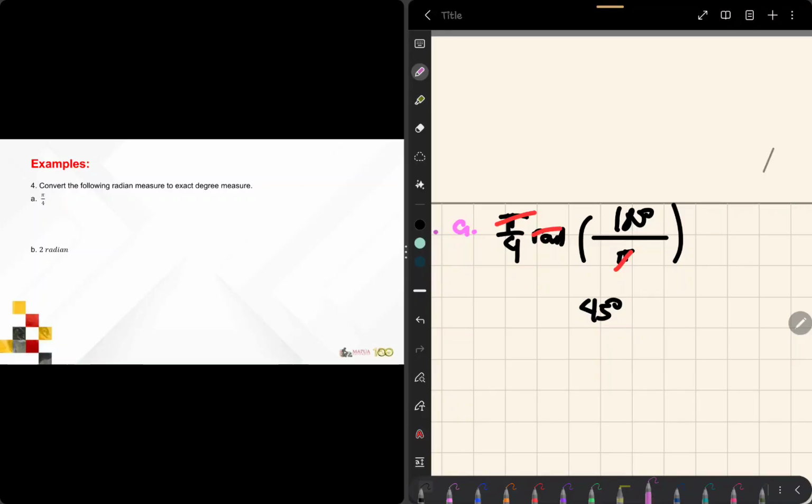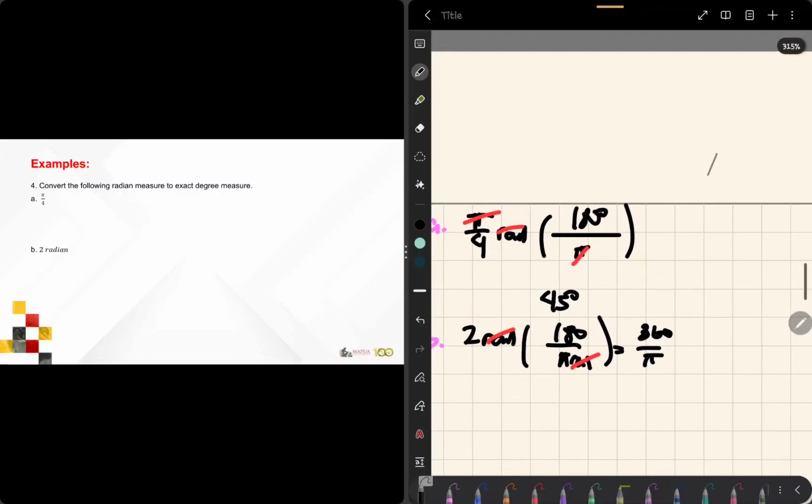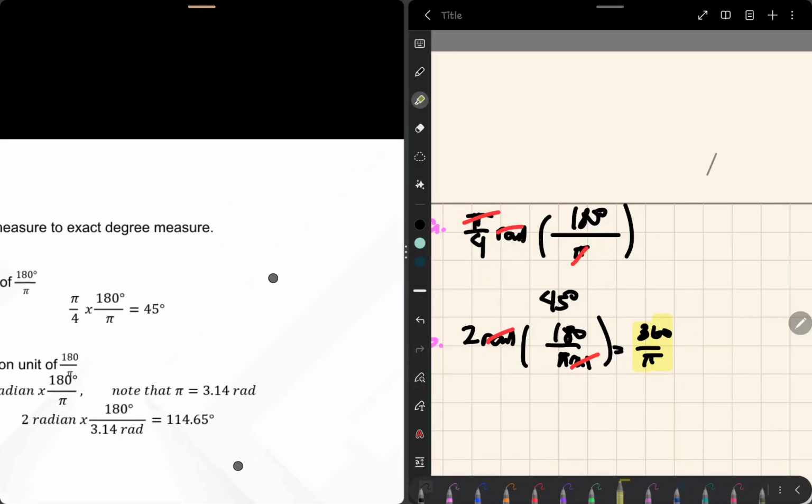Next, for letter B, 2 radians or simply 2 rad. So we have 180 all over pi radians. Here we will simply cancel out the radians, and we will get 360 over pi. So if you're not using your calculator, that will be our final answer. However, if we use our calculator to find the approximate value, it will be 114.65 degrees.